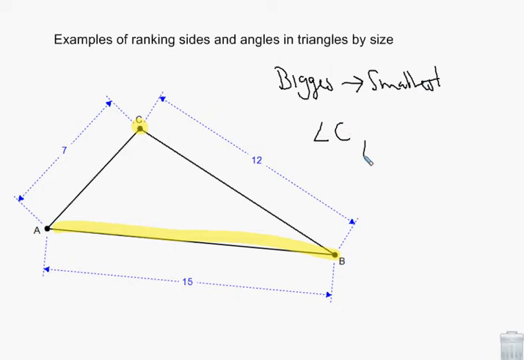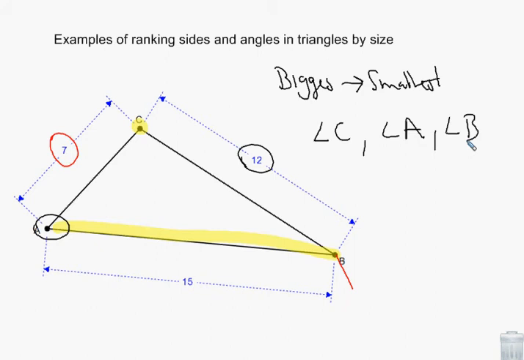Okay. The next biggest side is CB, which is 12. So the angle opposite that is angle A, so angle A comes next. Notice I'm putting the angle symbol, not just writing the letters. Finally, the smallest side is side AC, which is opposite angle B. So our last angle to list is angle B. From biggest to smallest; obviously, if it was smallest to biggest, we go the opposite order.